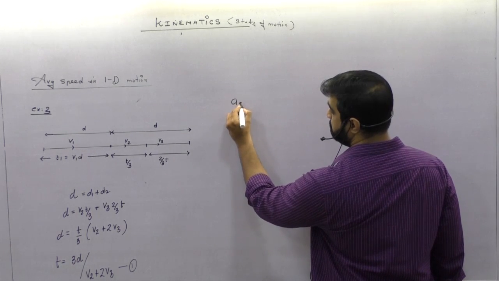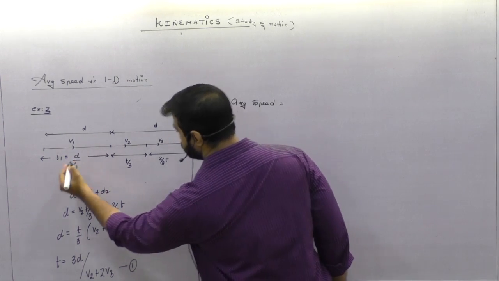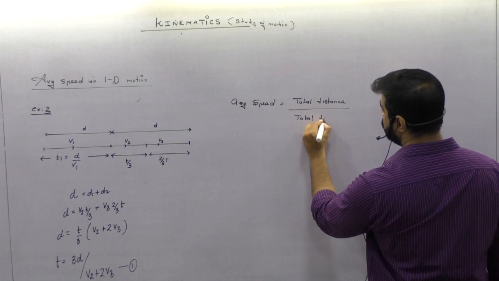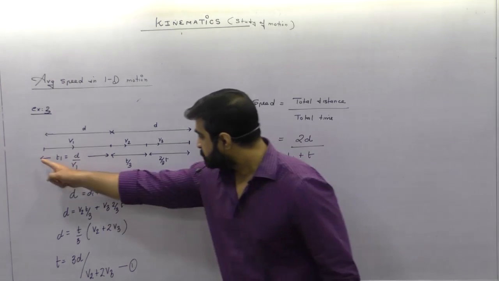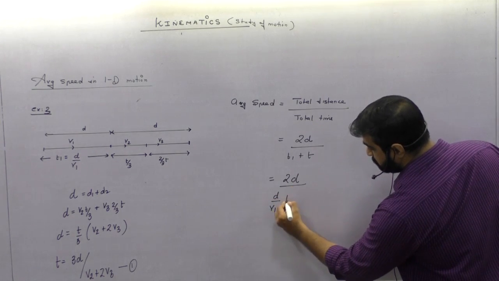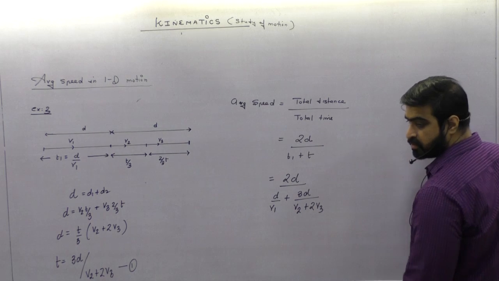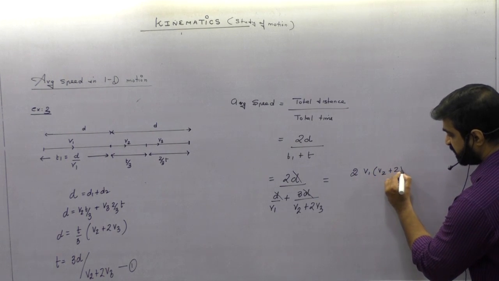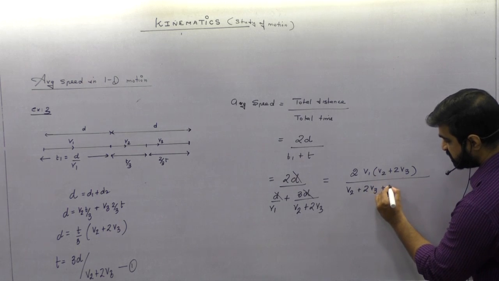So what is the formula for average speed? Average speed is total distance upon total time. Total distance over here is 2d. Total time will become t1 plus t, but we have decided to eliminate time. So it will be 2d upon t1, which is d by v1, plus t, which I will pick up from here, 3d upon v2 plus 2v3. d and d and d will cancel. Yes or no? It will be 2 v1 into v2 plus 2v3, that is the LCM on the lower part, and over here will come what? v2 plus 2v3 plus 3v1.